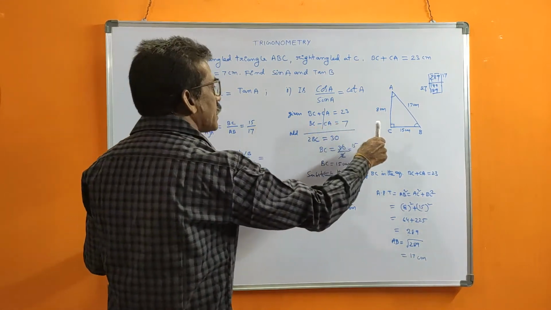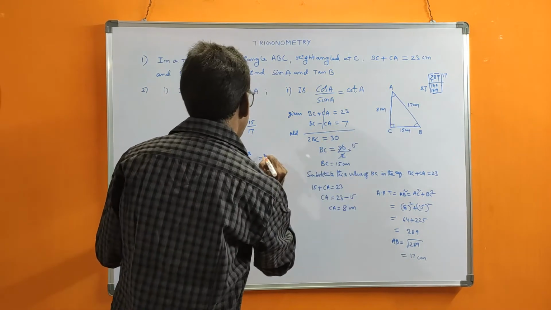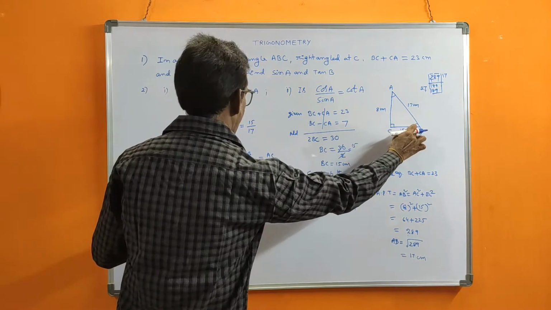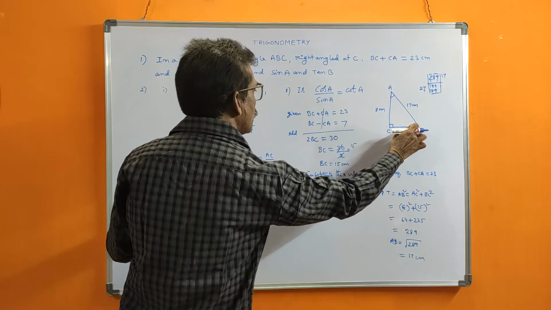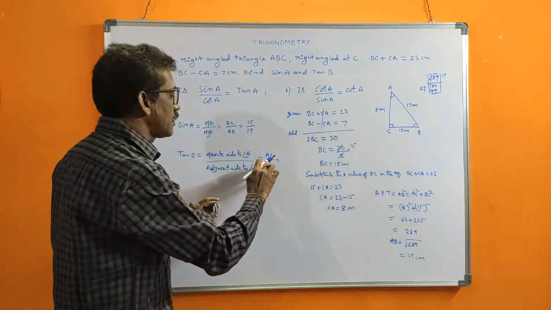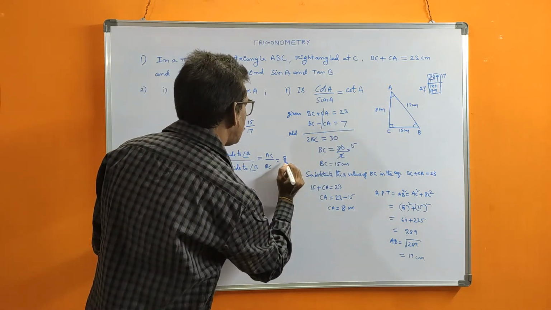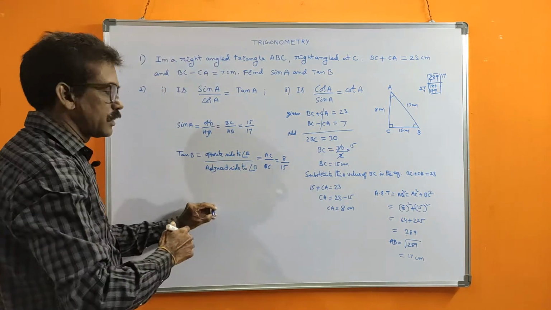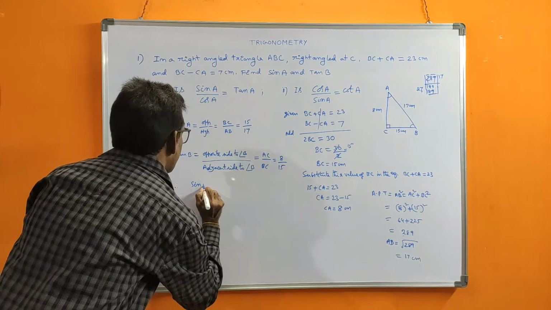B only we will take. For B, what is the opposite side? AC. And what is the adjacent side for B? See, this is the adjacent side, BC. Once you write the formula, you substitute the values. AC value is 8, BC value is 15. Don't write units. Therefore, what he asked, you can write clearly here.